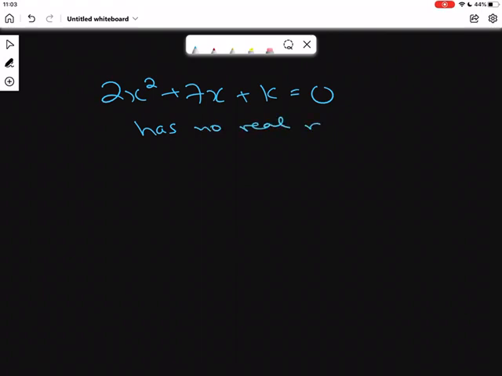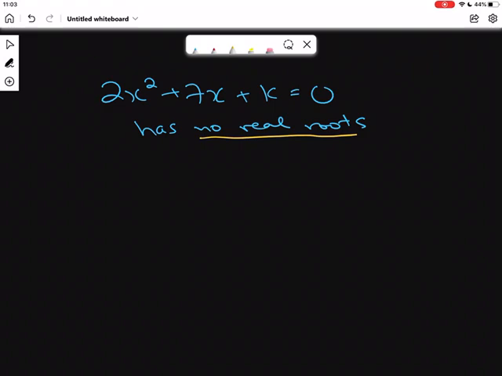Okay, let's determine the values of k for which 2x squared plus 7x plus k equals 0 has no real roots. Okay, and when we say that we have no real roots, what we mean is that there's no solution for x. So what would k have to be so that there is no solution for our value x for this equation to equal 0?